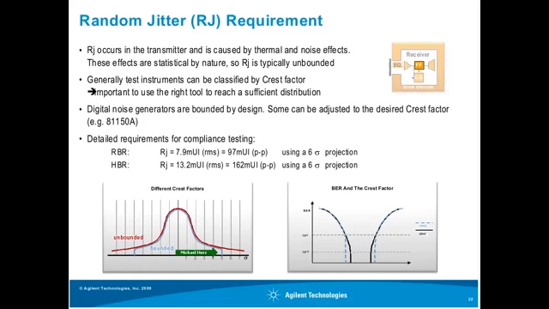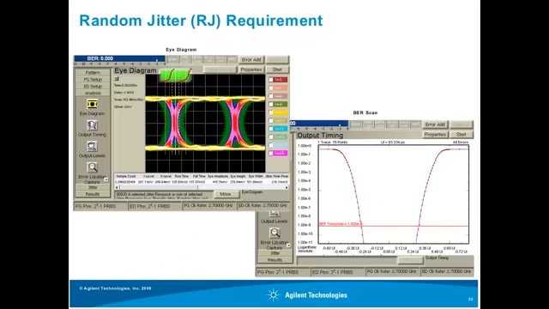And finally, I want to highlight that random jitter only stresses the sampling flip-flop inside the receiver. So the clock recovery may be able to track some very low frequency components of the random jitter, but usually it's only stressing the flip-flop.